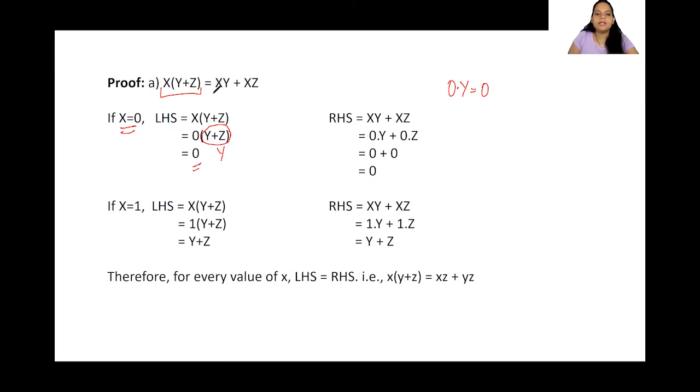Okay, let me take the right hand side and see if the same holds good for this also. So I'm taking the right hand side. I'm substituting the value of x, which is 0. So I'm saying 0 into y plus 0 into z. Now what is this? This is nothing but the same rule I'm applying here again.